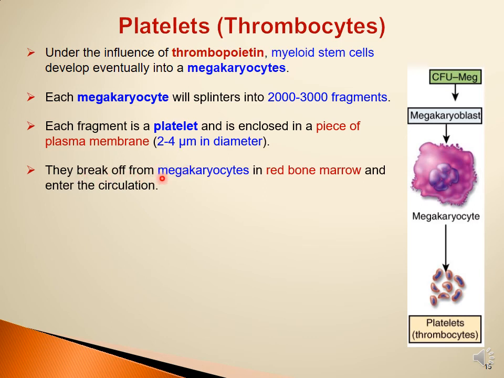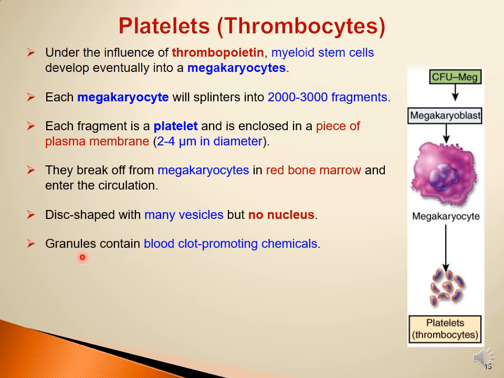They break off from the megakaryocytes in the red bone marrow, and then they leave the bone marrow and enter into the circulation as platelets. They are disc-shaped with many vesicles, but they have no nucleus. As I said, they are similar to the red blood cells because they lack the nucleus. The granules that are present inside the platelets contain blood clot promoting chemicals, chemicals that promote or initiate the clot formation.